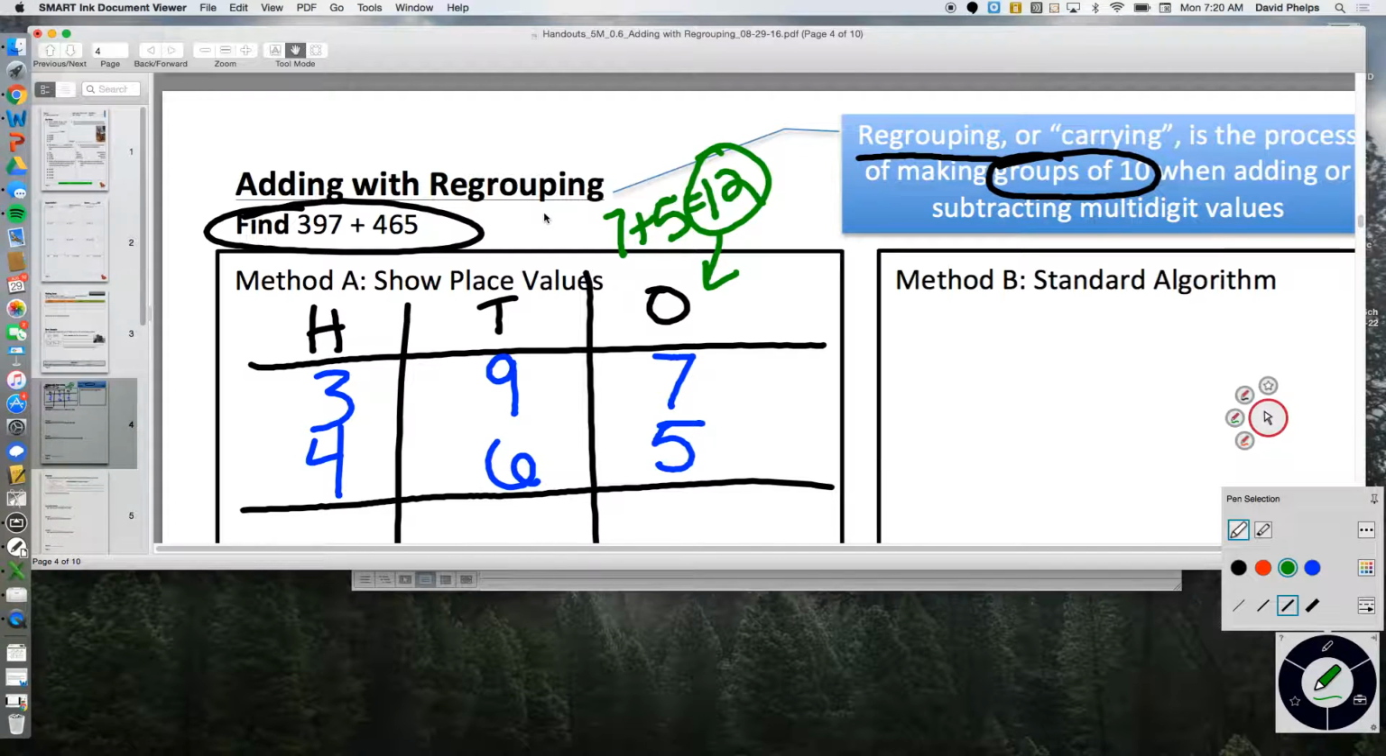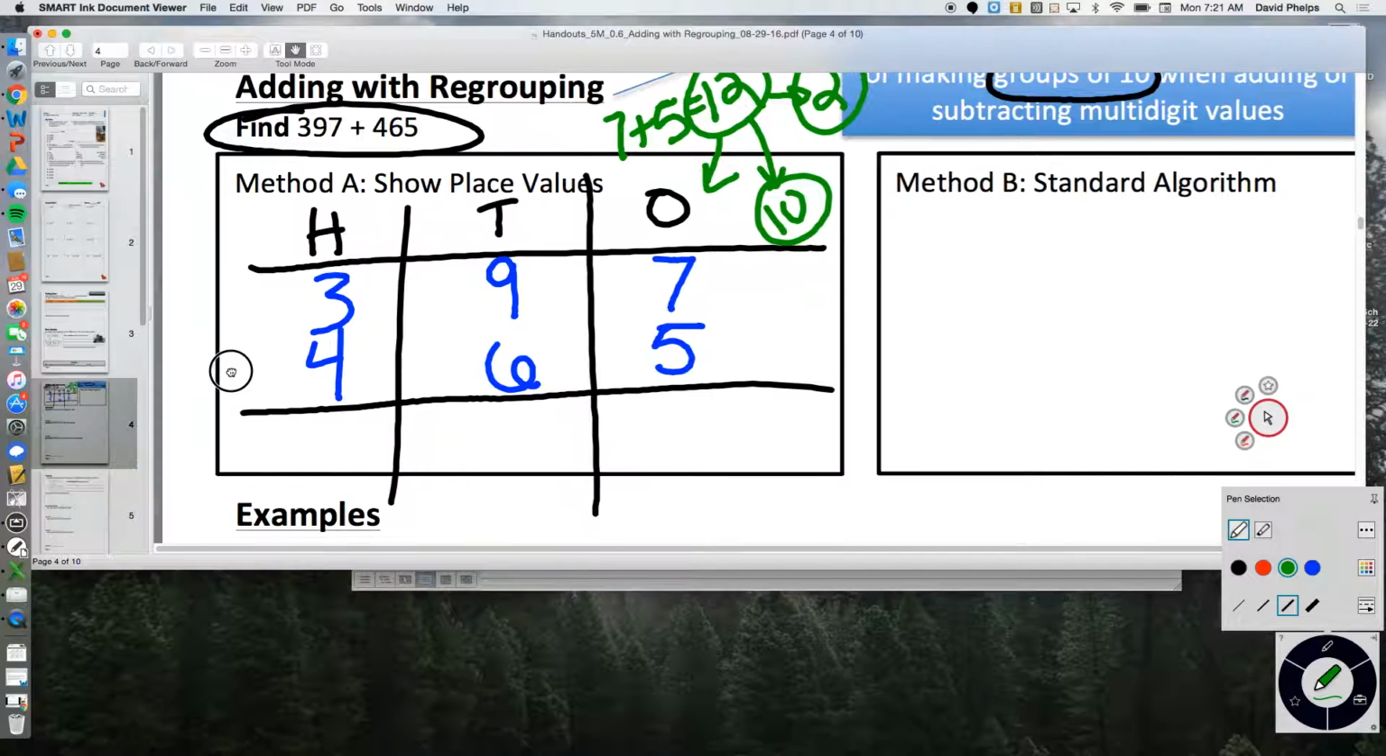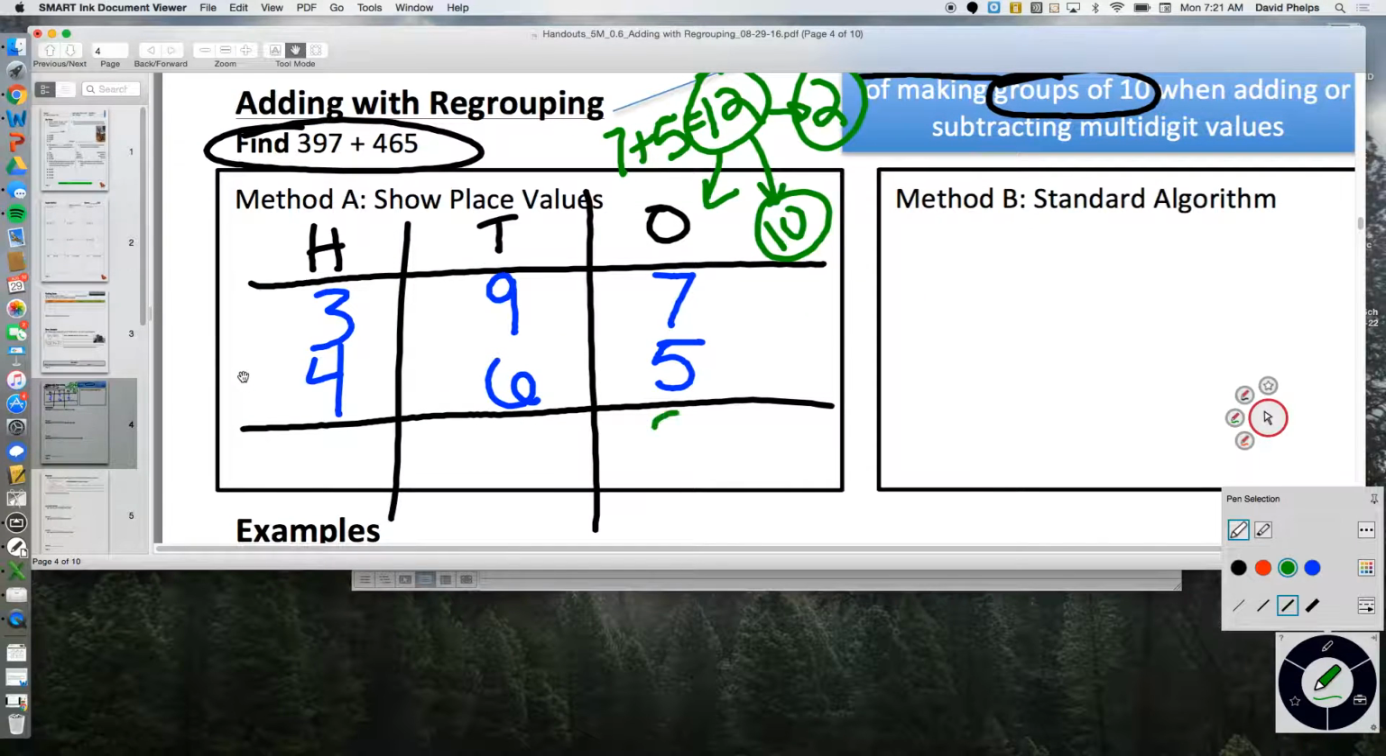The number 12 has both tens and ones. In fact, we could break it up: 12 could become 10 and 2. That's 1 ten and 2 ones. So when we add, we keep things in their correct place value. So let's put the 2 in our ones, and then we have a 10, so we can put 1 ten right there in our tens section. So look at that again.